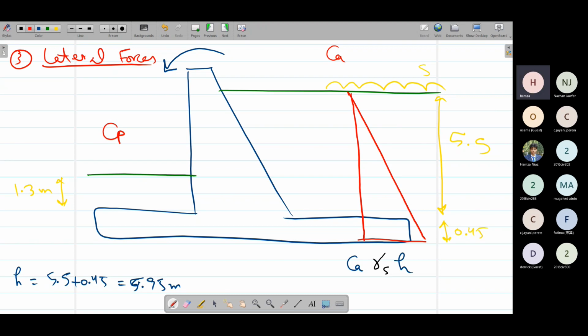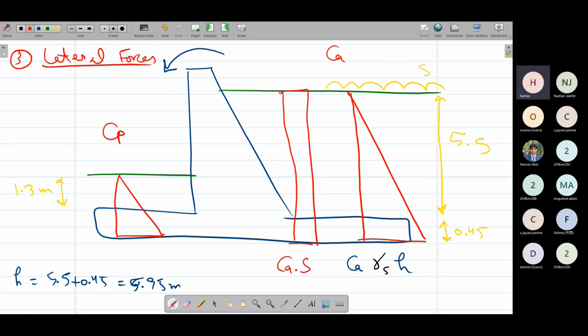This would be soil pressure, and what would be the surcharge pressure? That would be simple rectangular, and it would be simply Ca times S, Ca times SH, this surcharge pressure. Okay, so in the same way for the front fill, we have this passive earth pressure.